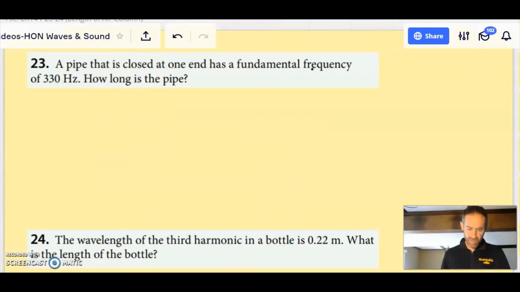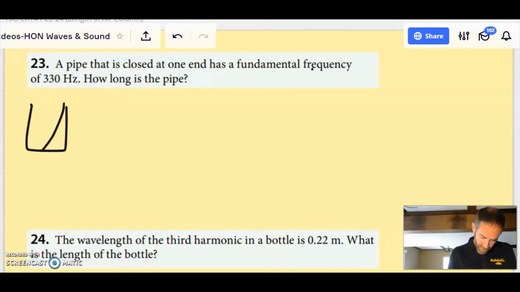And number 23 is about a pipe that's closed at one end and open at the other end. They don't say that, but I'm assuming that. And it has a fundamental frequency of 330 hertz. They want to know how long the pipe is. This is a lot like the last example that I did. We know that for the fundamental frequency, 1/4 of that will fit inside of the pipe like this.